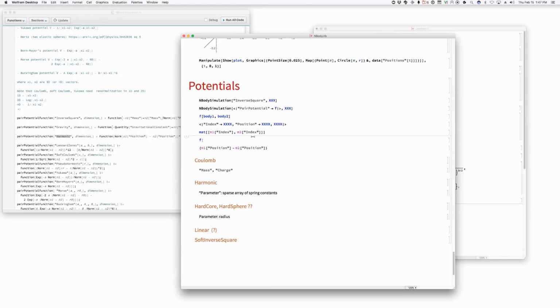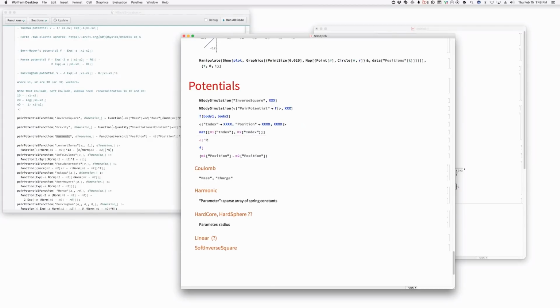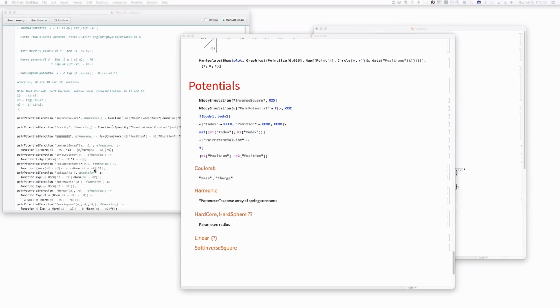Does that make any sense, or is this kind of a stupid idea? I mean, an alternative approach would be this. Can we not give pair potentials and then give a list of all the relevant ones, the ones which we include? Yes, that would be perfectly reasonable as well. Pair potential list. And then what would it look like? It would be an association where the left-hand side is the pair and the right-hand side is the potential. Yeah.